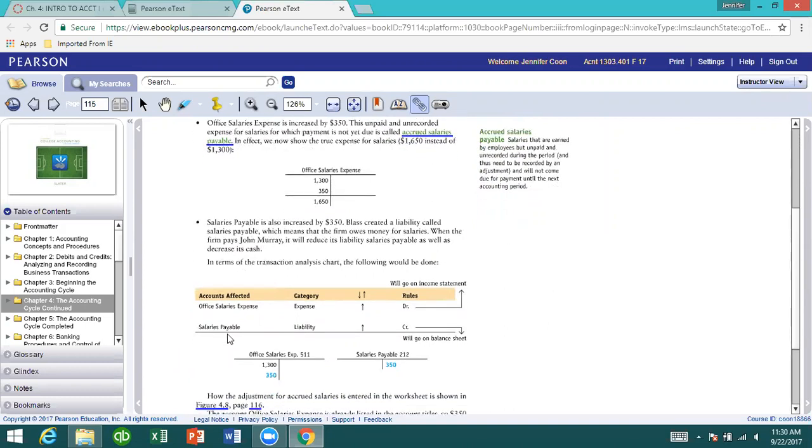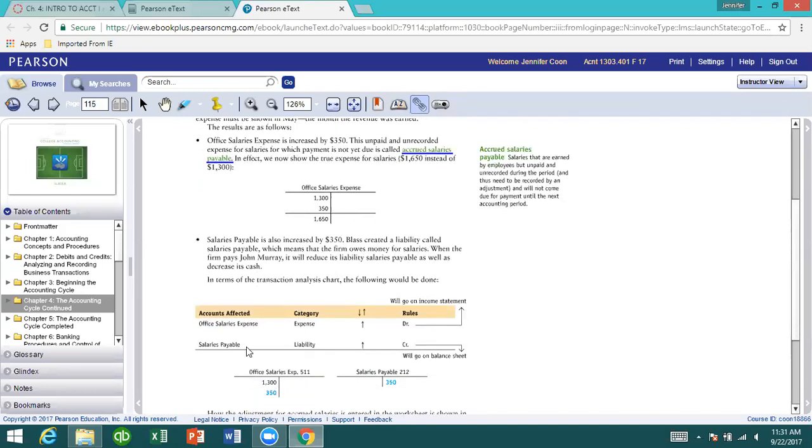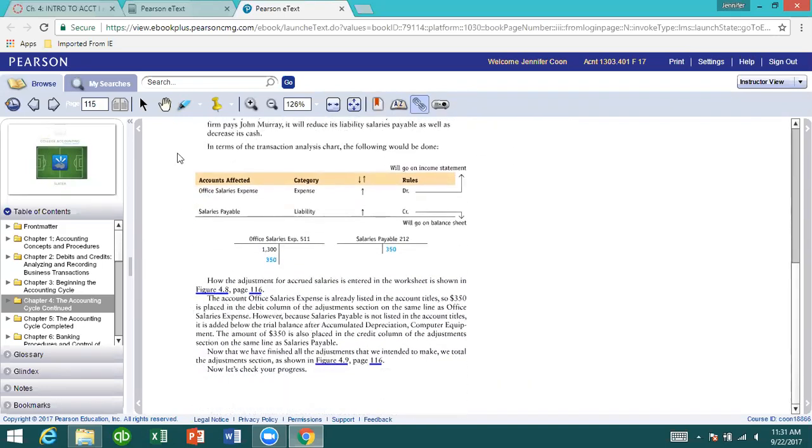So the journal entry is going to be to debit the expense account and credit the payable account. You may have to do a little bit of calculation. It may tell you flat out, like they do here, that it's $350, or it may tell you so much per day. But however the problem is set up, these are the journal entries you're going to do to record it.